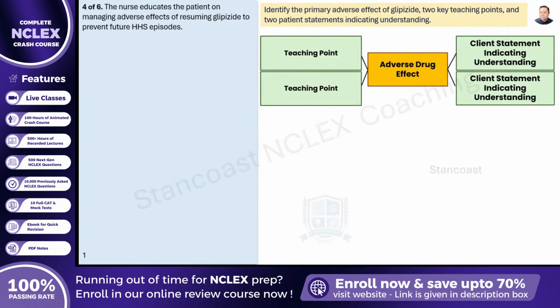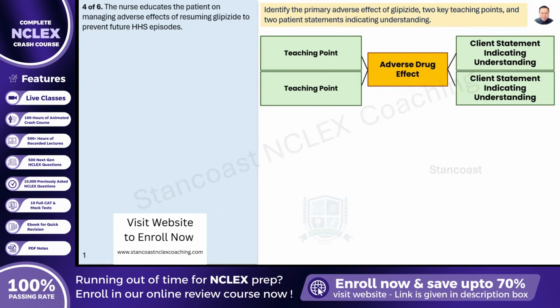4. It says here the nurse educates the patient on managing adverse effects of resuming glipizide to prevent future HHS episodes. Obviously, we have a bow tie. And your task is to identify the primary adverse effect of glipizide, 2 key teaching points, and 2 patient statements indicating understanding. Our main focus this time is just the glipizide, not metformin.